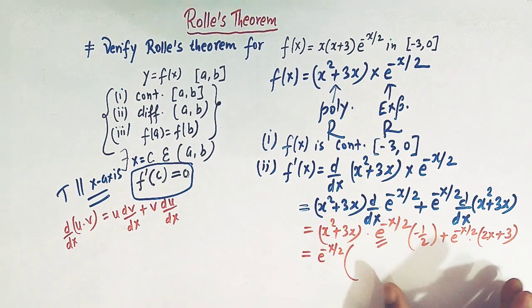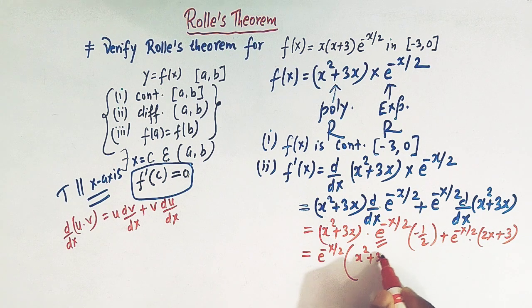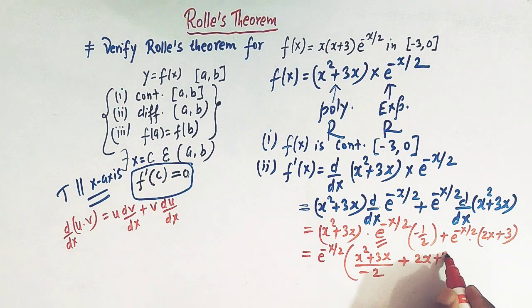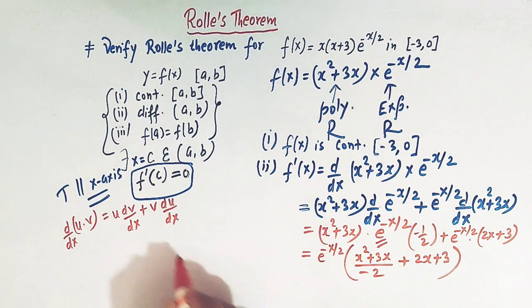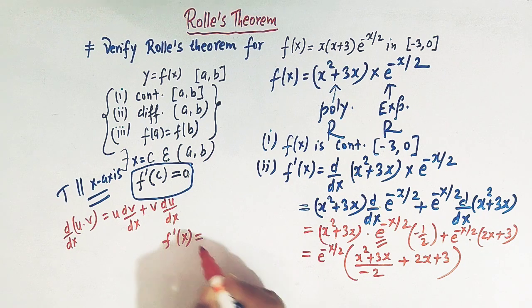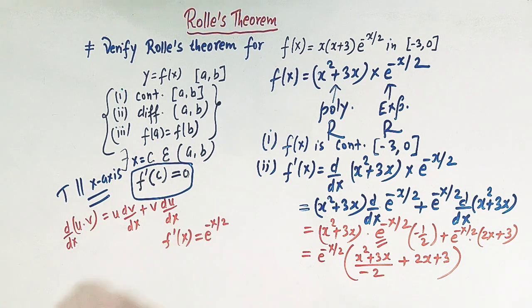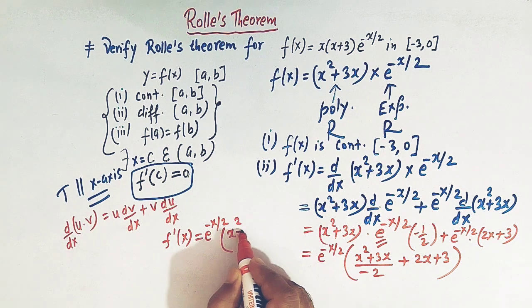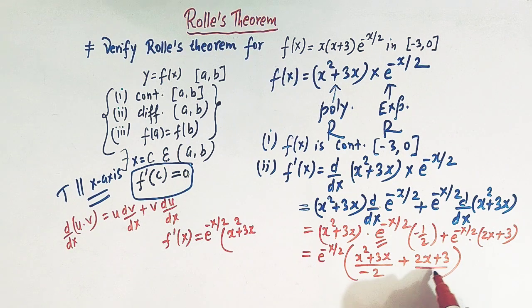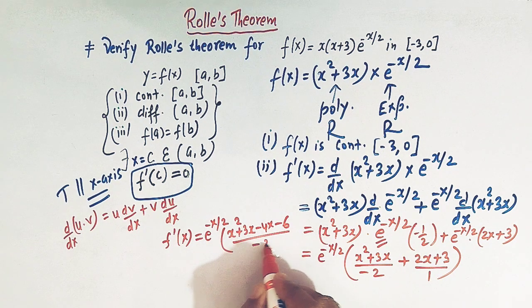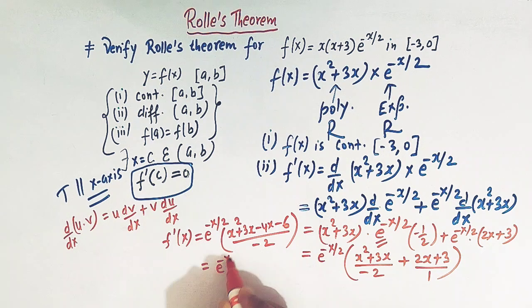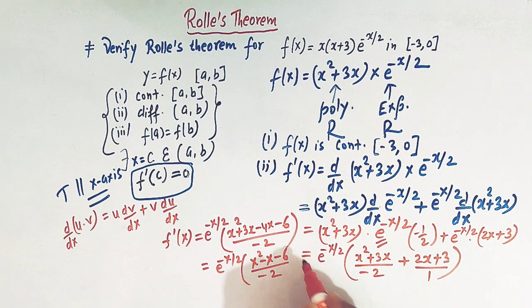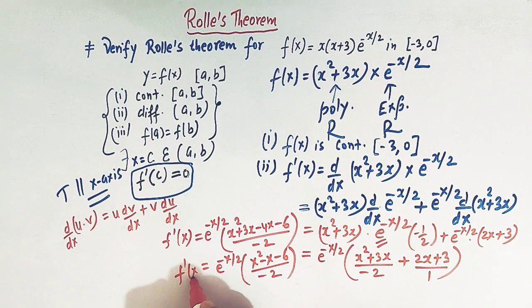So we have inside the bracket x square plus 3x over minus 2, and here we have 2x plus 3, right? So now let us further simplify f prime of x, that is equal to e raised to minus x over 2, and we can write x square plus 3x, and here we can take the LCM. So we have minus 4x minus 6 divided by minus 2. So now we can have e raised to minus x over 2 and x square minus x minus 6 over minus 2. This is f prime of x, right?